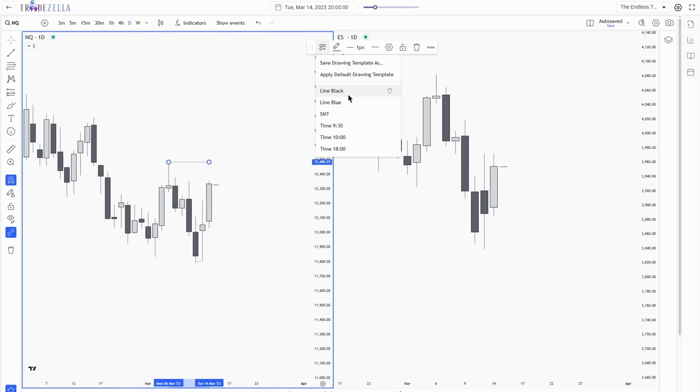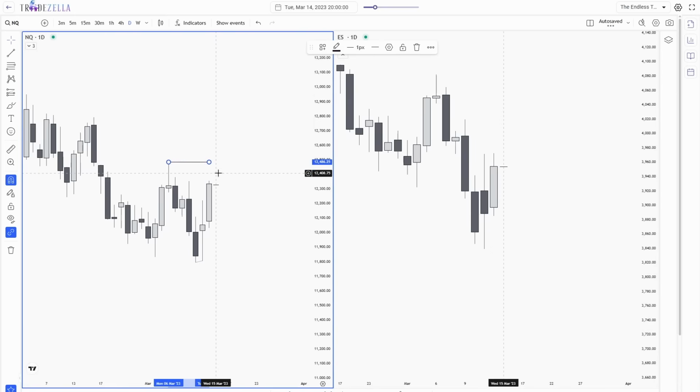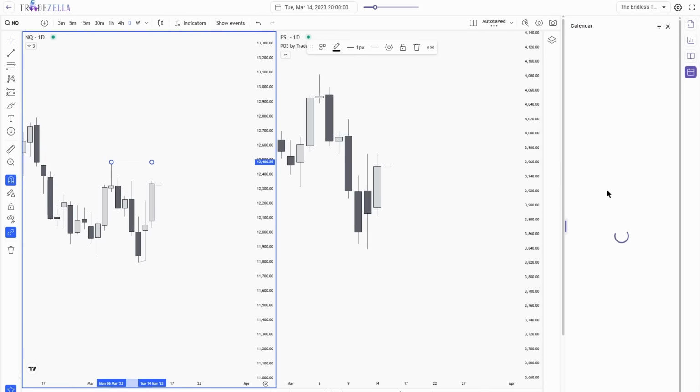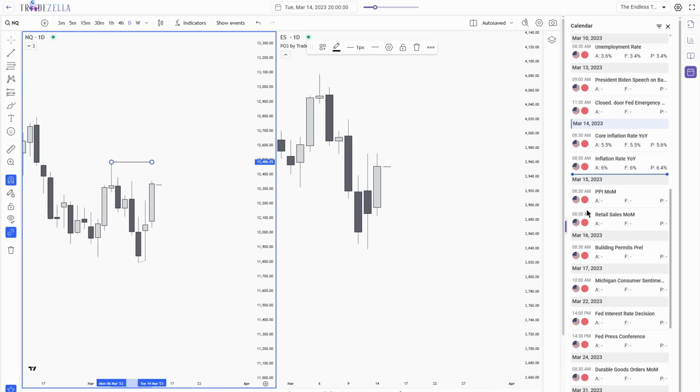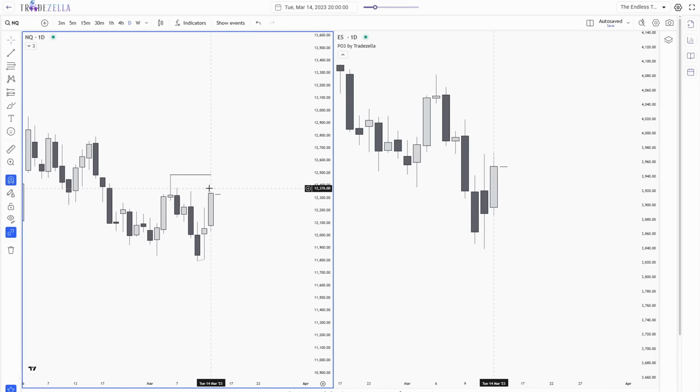Let's check the economic calendar. Wednesday, 15th of March, the 15th. We have the PPI, which is high impact news. We will see that. Now the time is 20, so we will skip into the Nivert session.